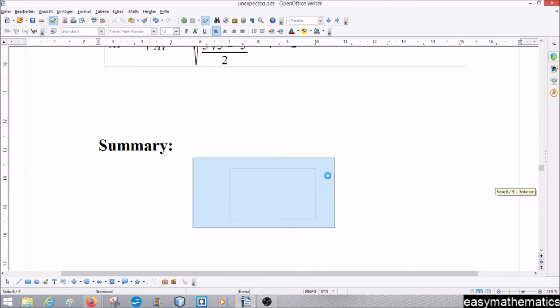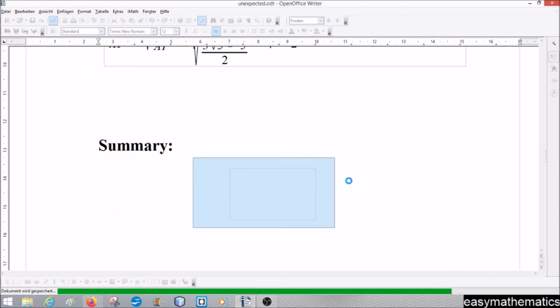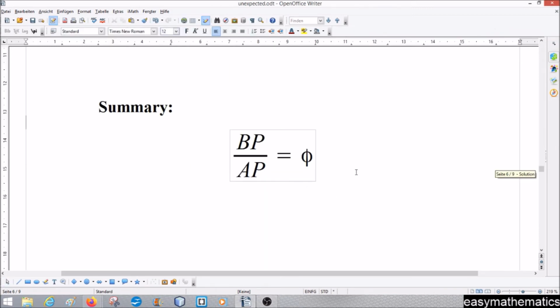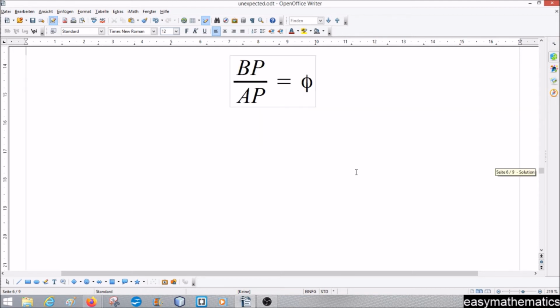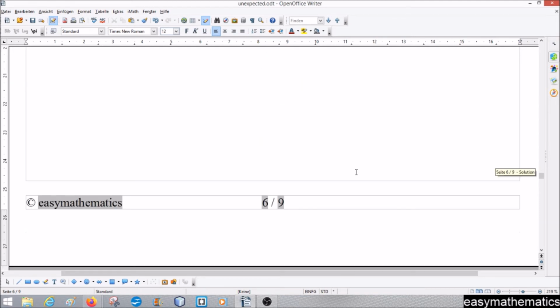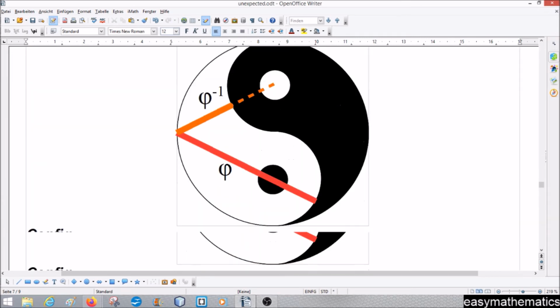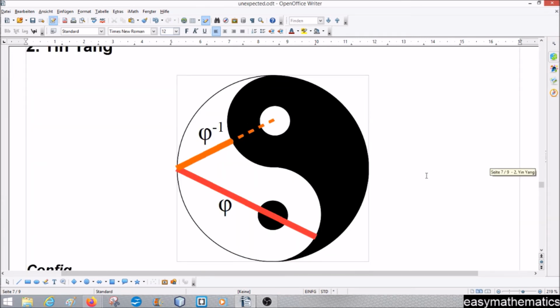To make a summary, we have reached our goal. BP over AP is pi. Very beautiful result in my opinion. And now we take care of the yin and yang. I show the picture and then we talk about that. So here is the picture.